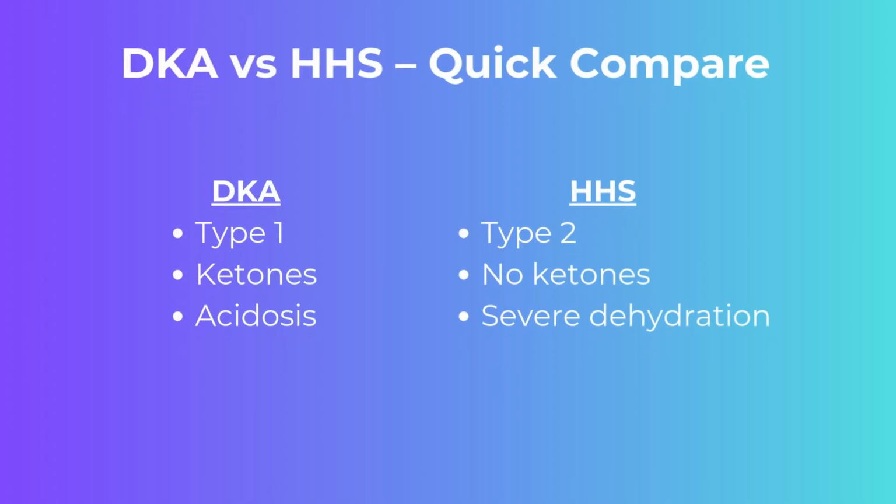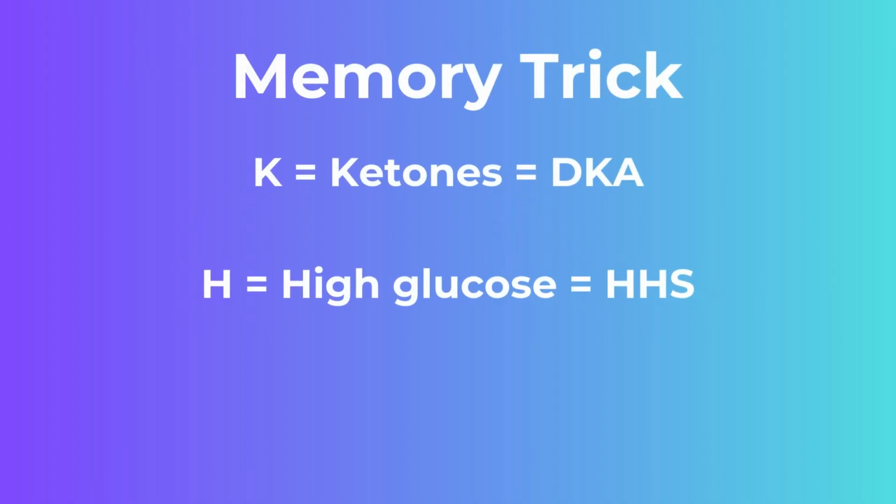Here is a quick memory check. DKA equals ketones plus acidosis plus type 1 diabetes. HHS equals hyperglycemia plus hyperosmolality plus type 2 diabetes. When trying to remember which is which, think K is for ketones equals DKA, and H is for high glucose equals HHS. This is simple and exam safe.